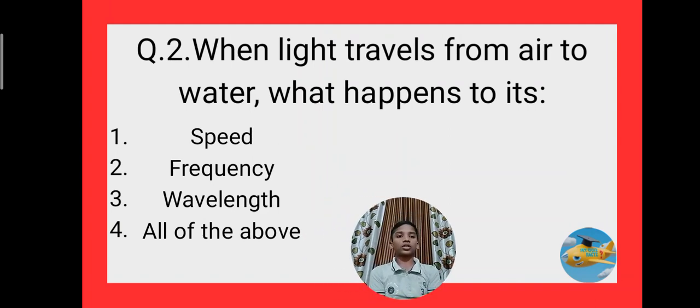Our next question for today is: when light travels from air to water, what happens to it? It is not asking what happened to it, it is asking what differences we see. Option number 1 speed, option number 2 frequency, option number 3 wavelength, option number 4 all of the above. Your 5 seconds starts now.